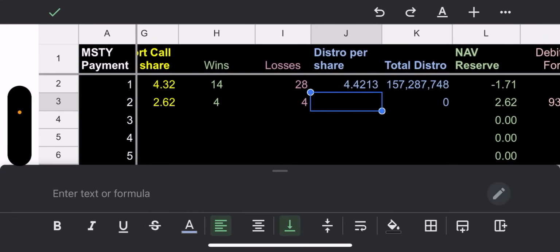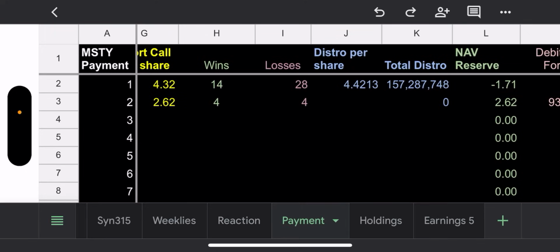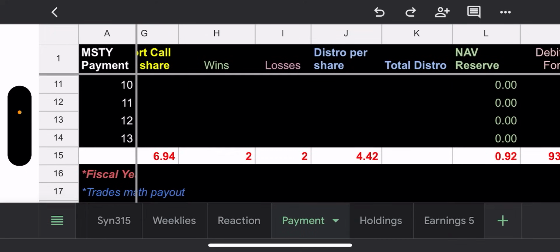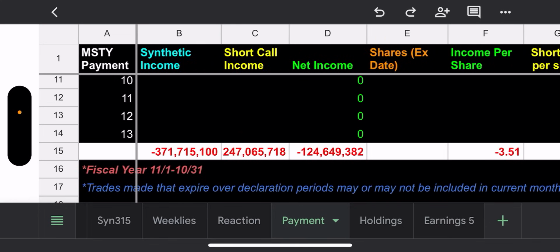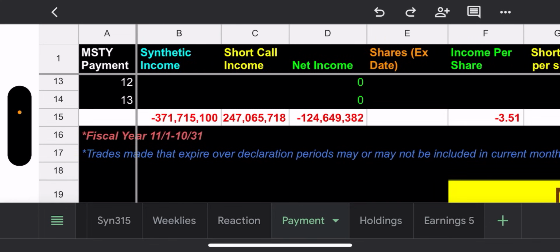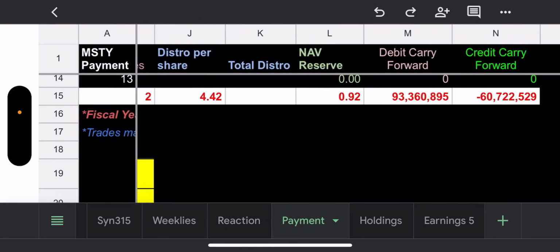And then you can see under the next row, this is still open. So there's no distro per share. There's no total distro. This gets added at the end of each payment cycle. And then, like I said, we have 13 cycles. So all this will be filled in when all said and done. And it shows you here. I also have a note, the fiscal year starts 11/1 and ends 10/31. But yeah, just some information.